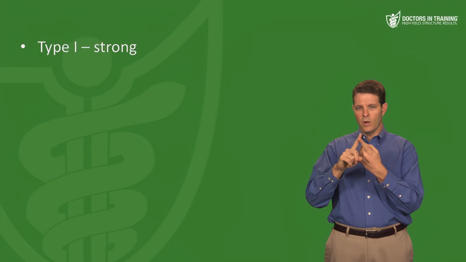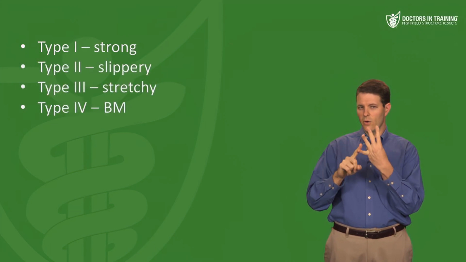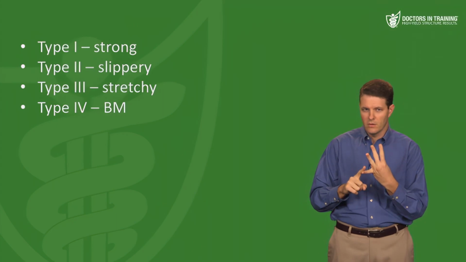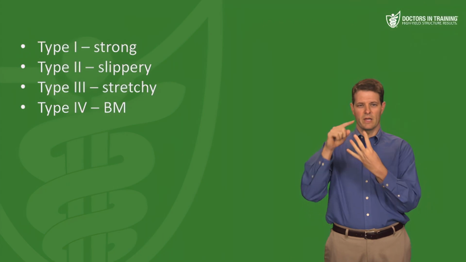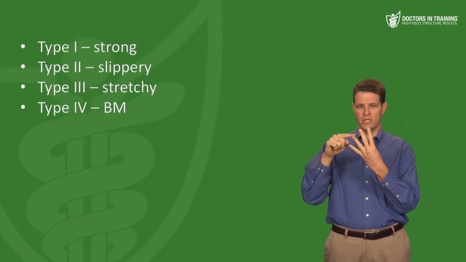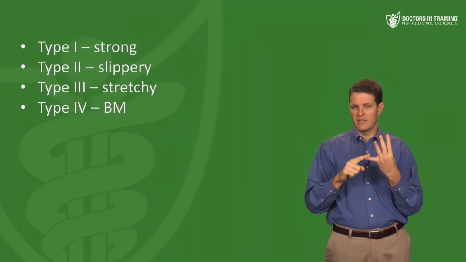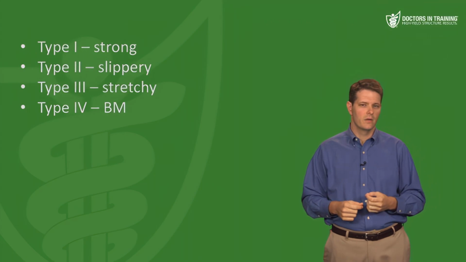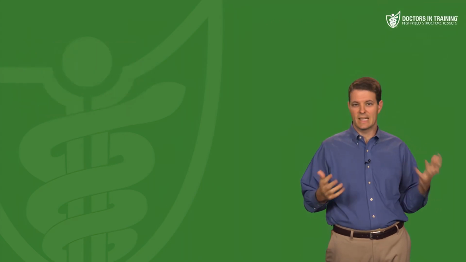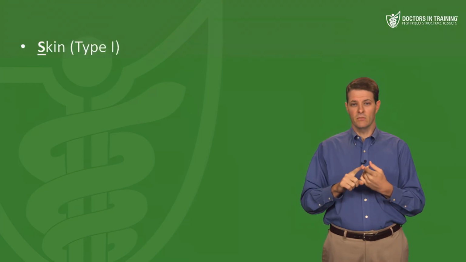So again, type 1 is strong, type 2 is slippery, type 3 is stretchy, and type 4 is the basement membrane. So there's an awful, disgusting mnemonic for this, which is to think about a strong, slippery, stretchy BM. You know, BM for bowel movement, but here BM stands for basement membrane. So a strong, slippery, stretchy BM. Now, a less scatological mnemonic is simply the word scab. The S is for skin, which is type 1.